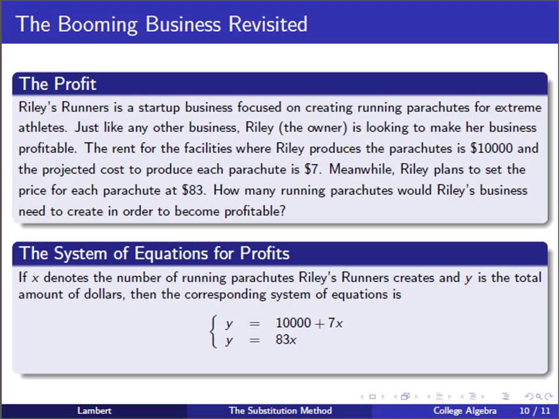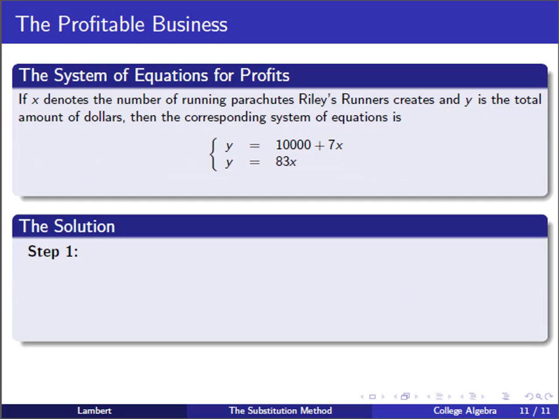So x we're going to let denote our number of running parachutes. That's our item that Riley's Runners is making. And y will be that total amount of dollars. Notice in our first case we get y equals 10,000 plus 7x, the 10,000 coming from the rent plus 7 times the number of parachutes. And the y value once again is just the total amount of dollars, or total cost in this case. In our second case, y is once again a number of dollars, but it's representing revenue, and it's 83 times the number of parachutes that are being bought up.